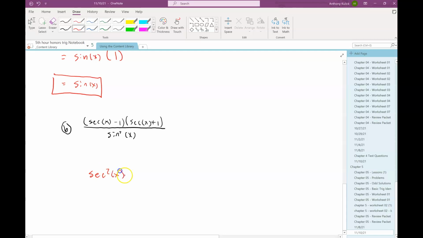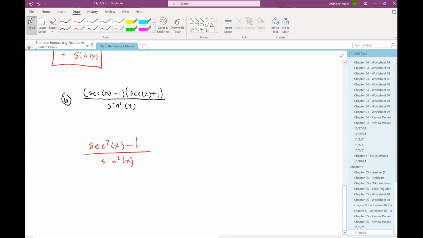So when I FOIL this out, I get this. Everybody so far so good? Now I look at this, I don't see any other obvious algebraic things to do. You guys agree with that? Okay, I mean I could factor the numerator, but that's just going to put me right back to where I started, right? Why would I do that? So let's go look at identities.